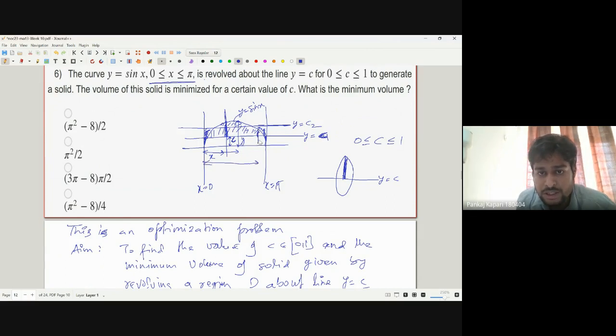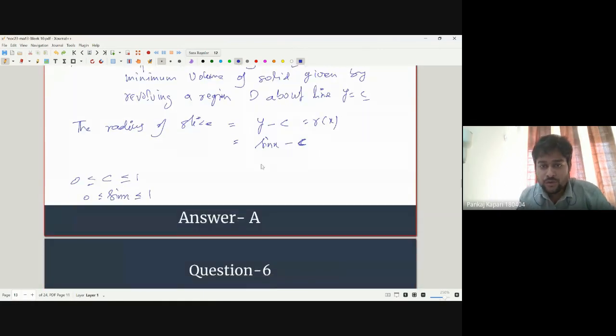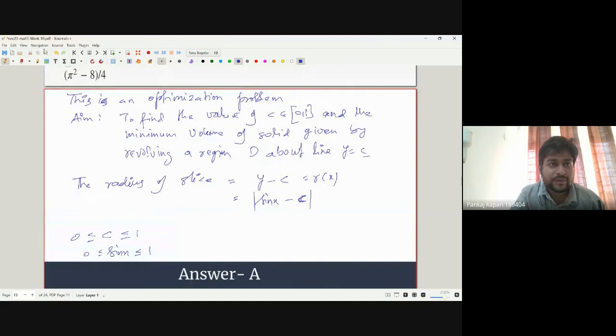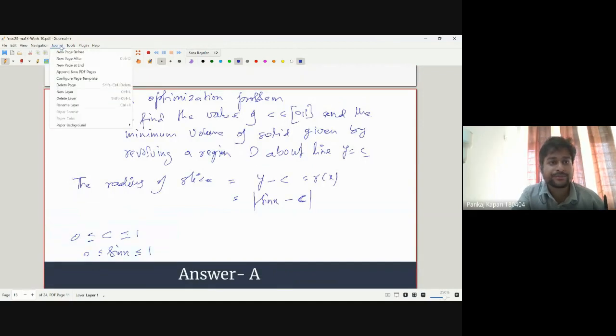The radius of the slice will be this much, in between whatever is left. Therefore you have to put a modulus, because we want to find its length, and length cannot be negative, and we don't know if sin x is less than c or greater than c.